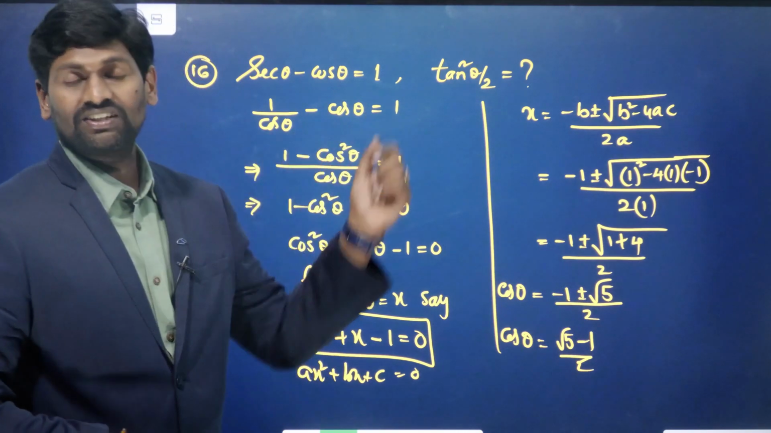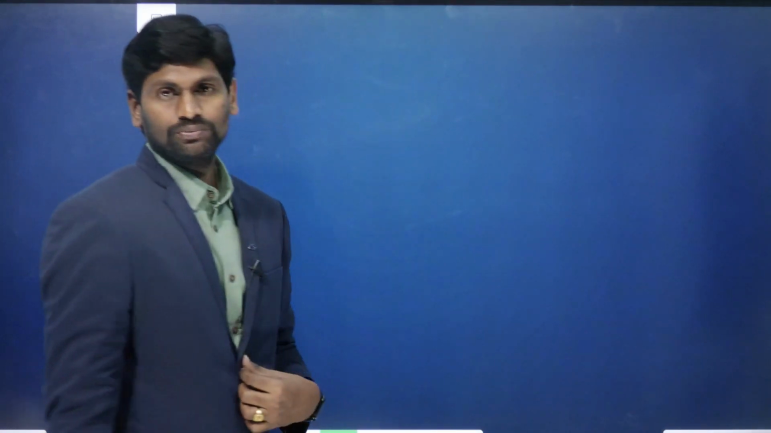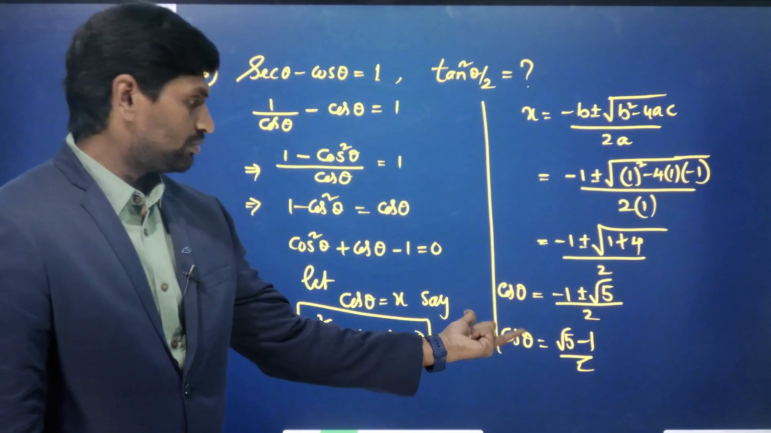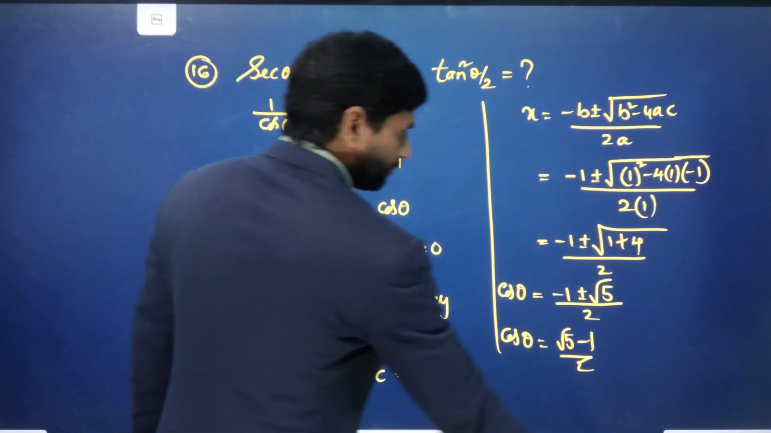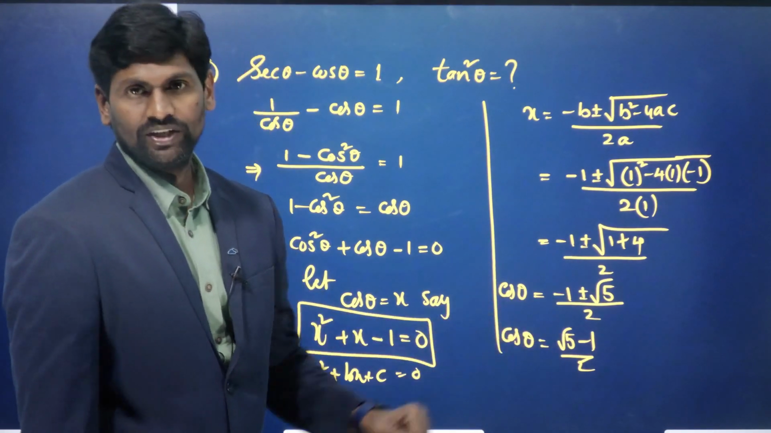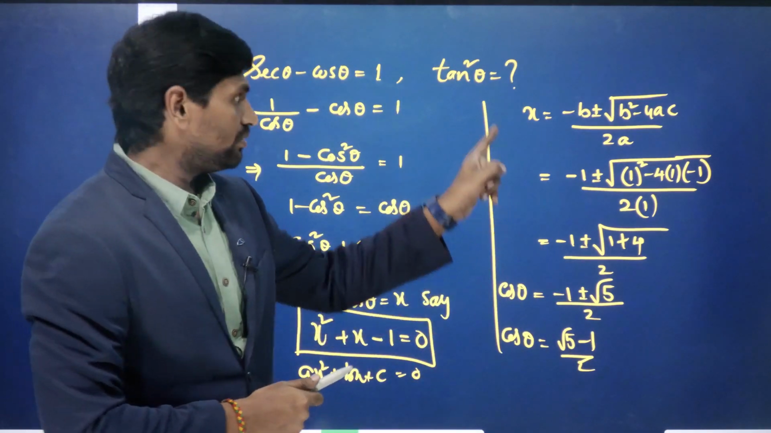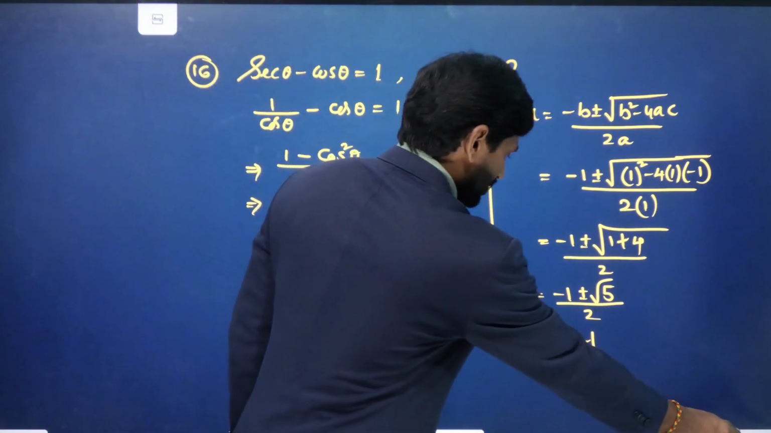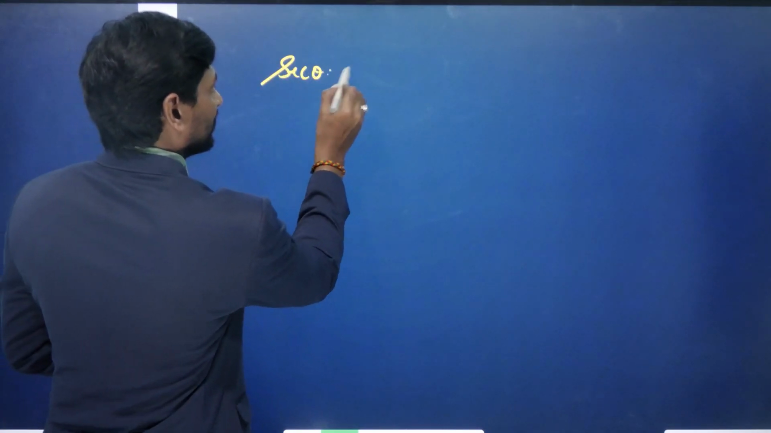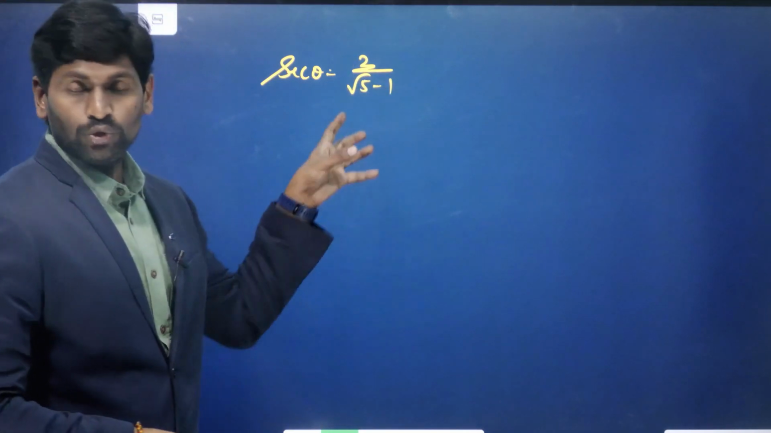But what do we have to find actually? Tan square theta by 2. I got the cos theta value as root 5 minus 1 by 2. What about secant theta? Actually it is not tan square theta by 2, it is tan square theta. So cos theta equals root 5 minus 1 by 2, and from this secant theta we can write 2 by root 5 minus 1.